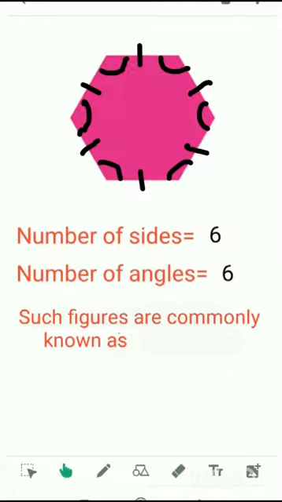Now look at this figure. This is a closed figure made up of 6 straight sides. It has 6 angles, 6 sides and 6 vertices. Such figures are commonly known as hexagon.